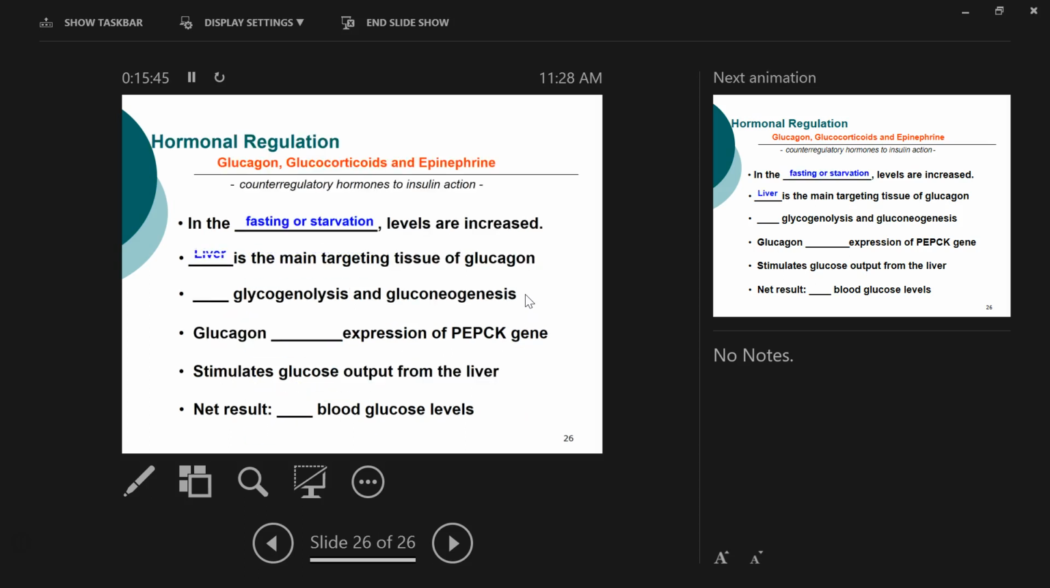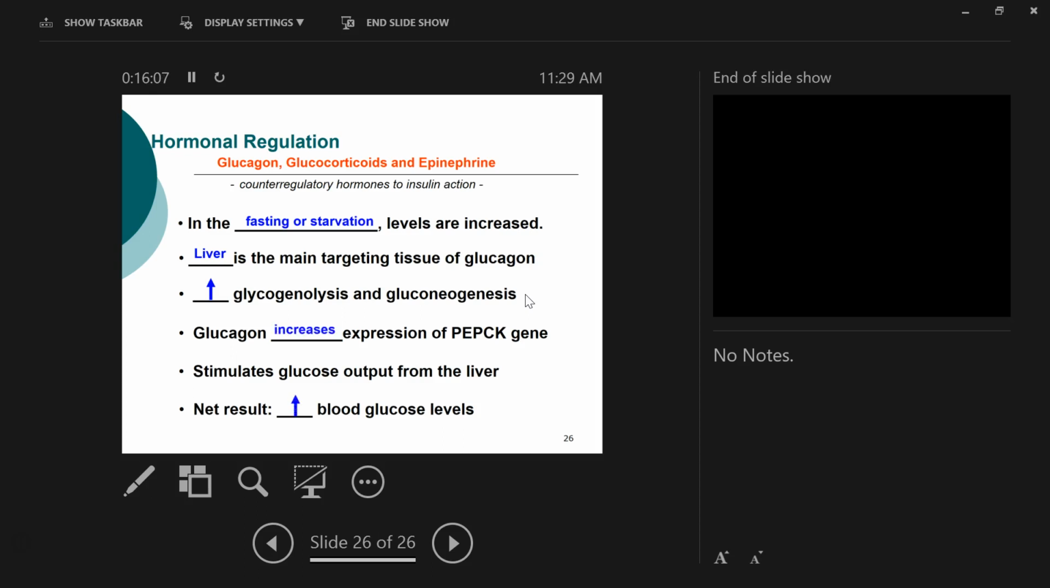And in the fasting condition, glucagon and the other hormones will be increased, and you can just make a prediction that the gluconeogenesis pathway should be upregulated, right? And increase the blood glucose level.